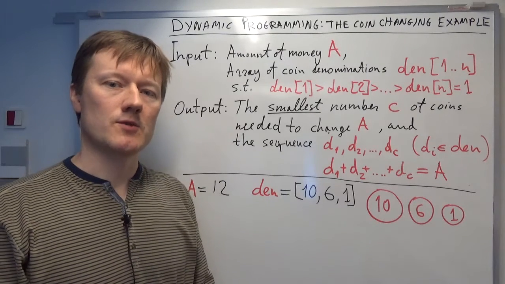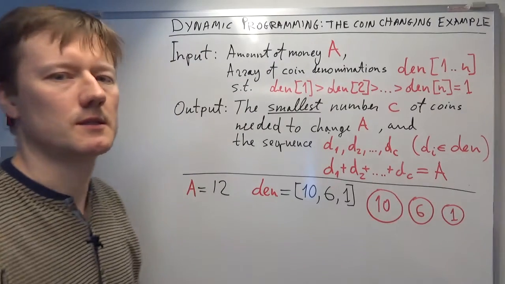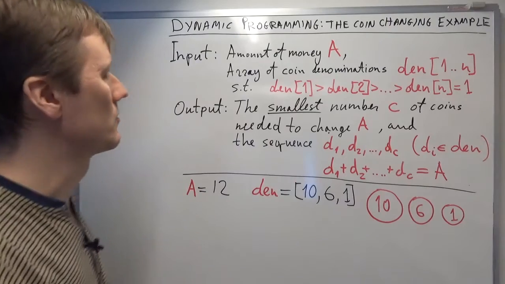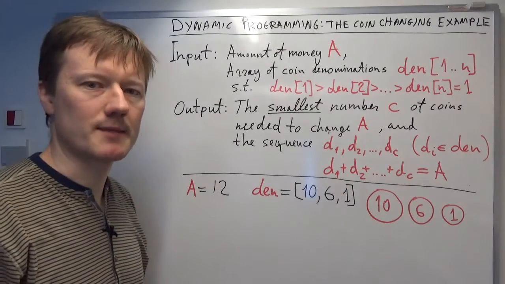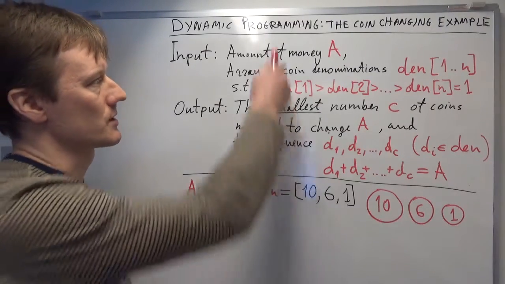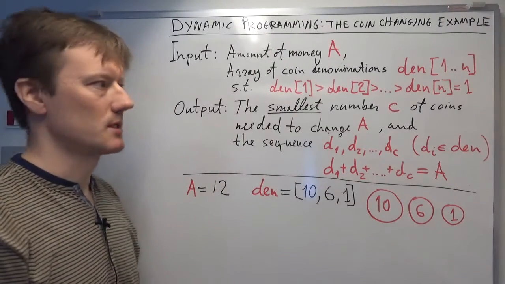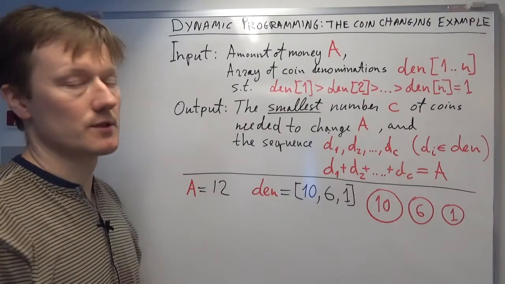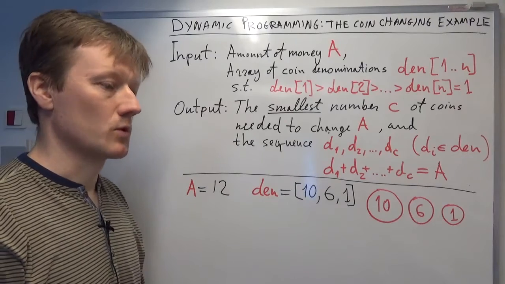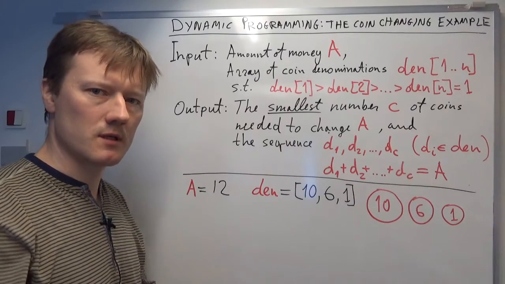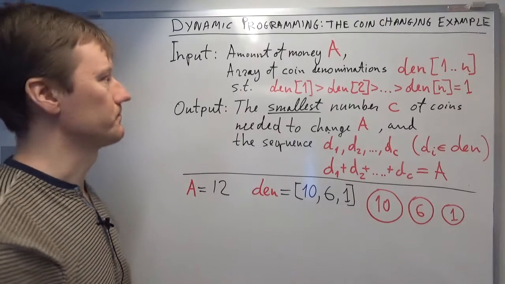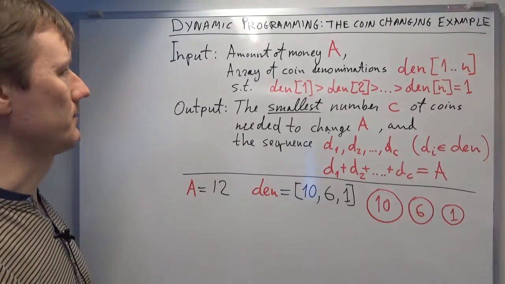Welcome to the second video in the series of videos on advanced algorithms, and today we'll be talking about dynamic programming and specifically the coin changing example. Using this example we will demonstrate two different versions of dynamic programming. We'll demonstrate two different thinking processes that lead to two different algorithms. So what is this example?